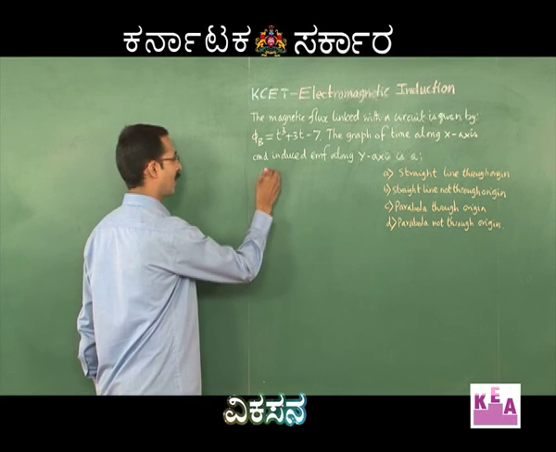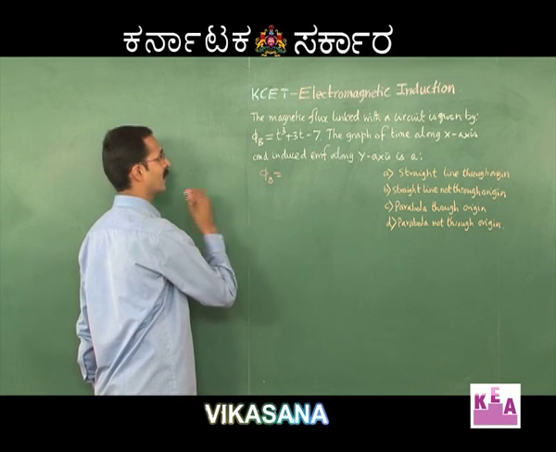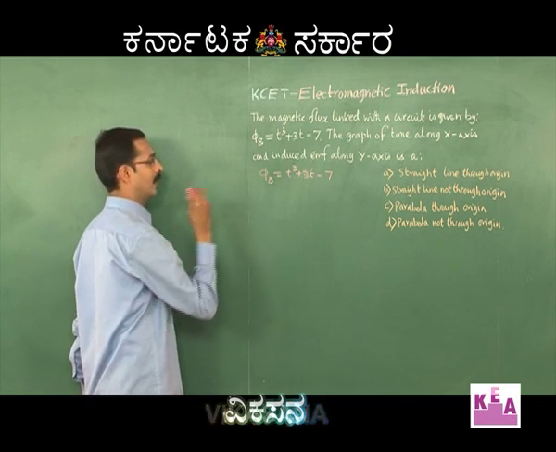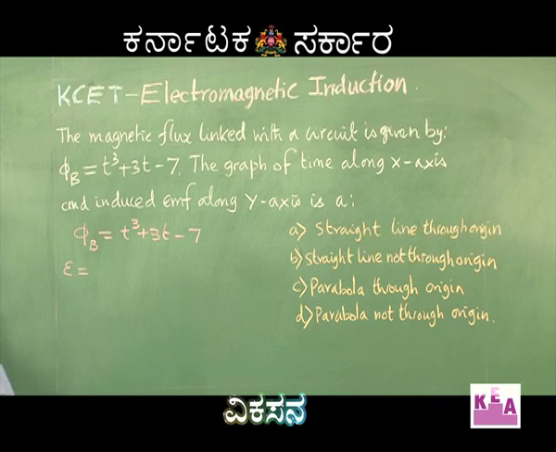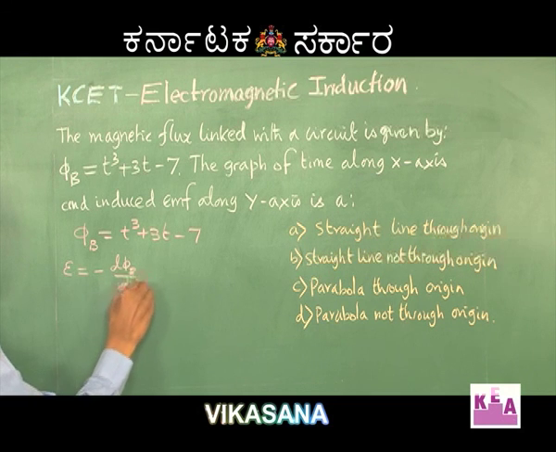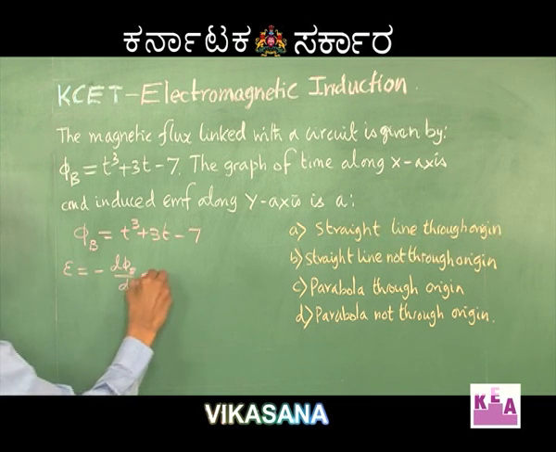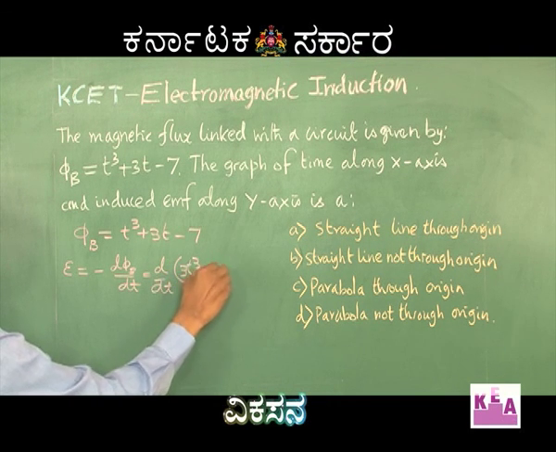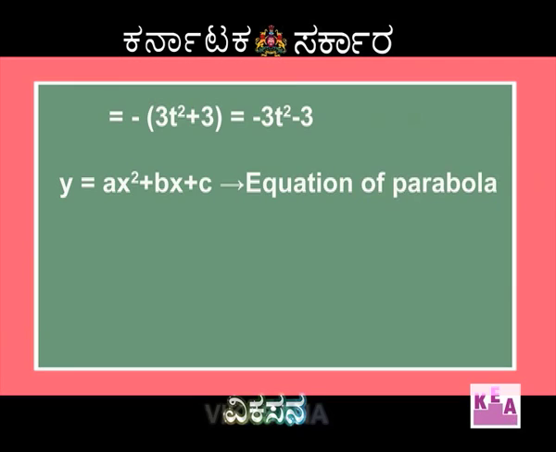Let us see what the given function is. The given function is phi b is equal to t cube plus 3t minus 7. You have to find the EMF. EMF is equal to minus d phi b divided by dt. This is Faraday's law with Lenz's correction, which is equal to minus d by dt of t cube plus 3t minus 7, which is equal to minus 3t square plus 3, that is minus 3t square minus 3.